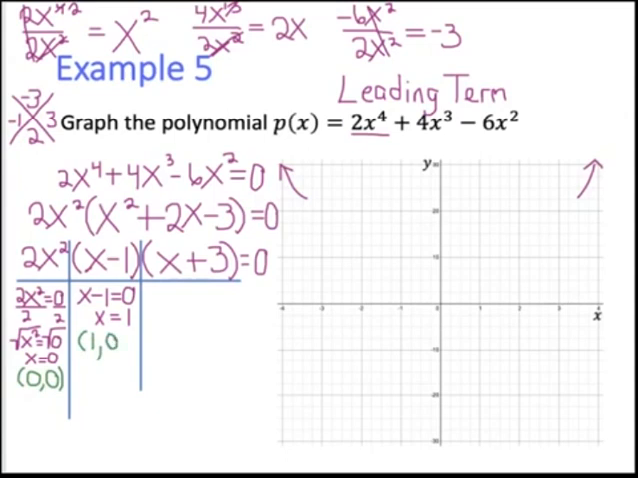And as a reminder, remember at the x-intercept, the y value is always 0. And then the next factor that I have is x plus 3. So I'm going to take x plus 3 and set it equal to 0. To solve this, all I'm going to do is subtract 3 from both sides. So I'm going to get x equals -3. And so this x-intercept is going to be -3, 0.